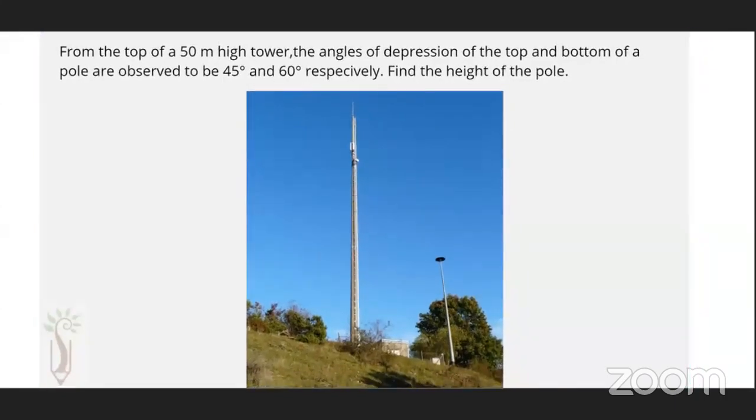Now here they're saying from the top of a 50-meter high tower, the angle of depression of the top and bottom of the pole. Okay, I'm waiting for you, like 2 minutes I'll give you. Draw your own figure. Read the question, draw your own figure. All of you. The picture is there. You can clearly relate with it. There is a tower, there is a pole. You can look at it and draw your figure.